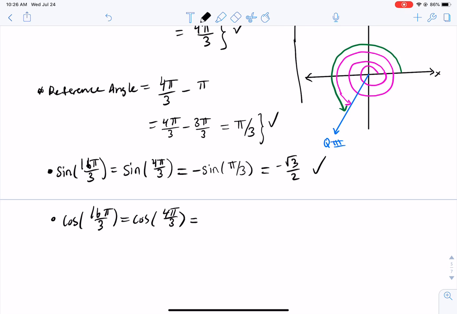So it would be negative cosine of its reference angle, which is pi over 3, so it would be negative 1/2. That's check. So we have two of them. Tangent should be just the ratio of them, right? So sine and cosine are the elementary ones.